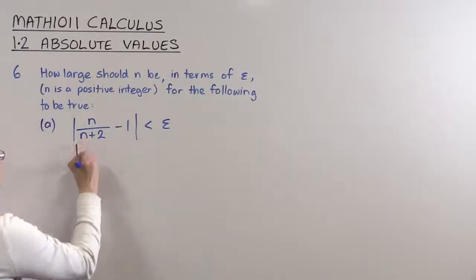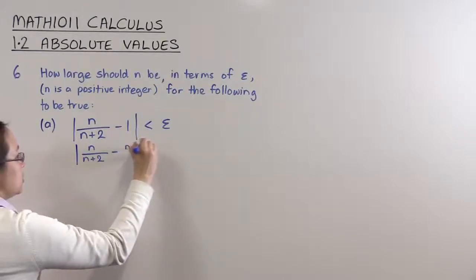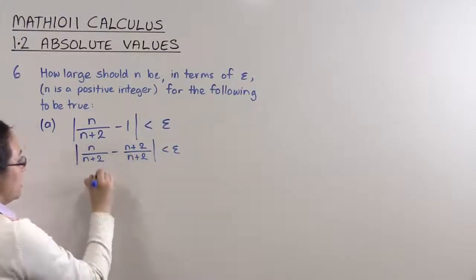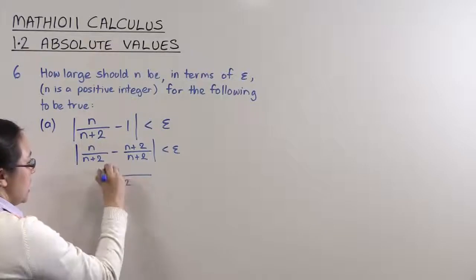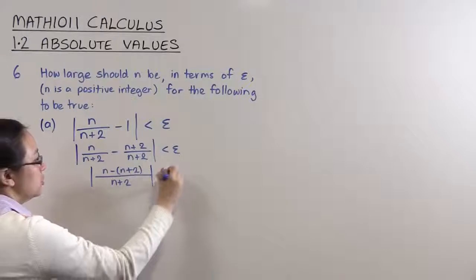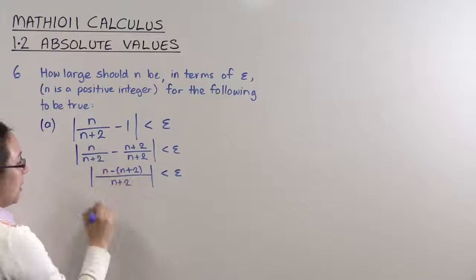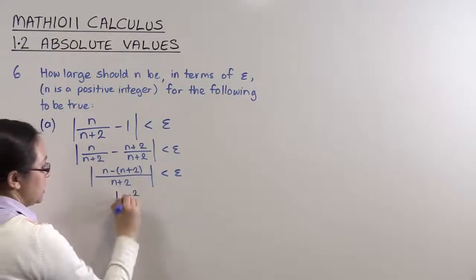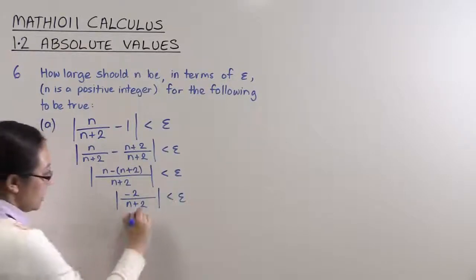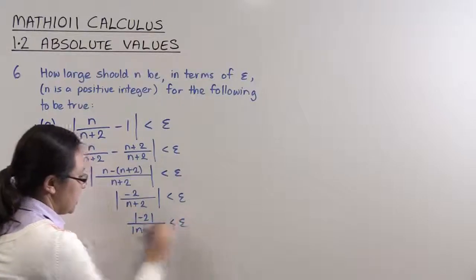So we would need to do a bit of simplifying. 1 is n plus 2 over n plus 2. I'm trying to make a common denominator here. So this is n minus, in brackets, n plus 2 on the numerator, which is n minus 2. So this is minus 2 on n plus 2 here. Now, that's the absolute value of minus 2 on the absolute value of n plus 2 is less than epsilon.